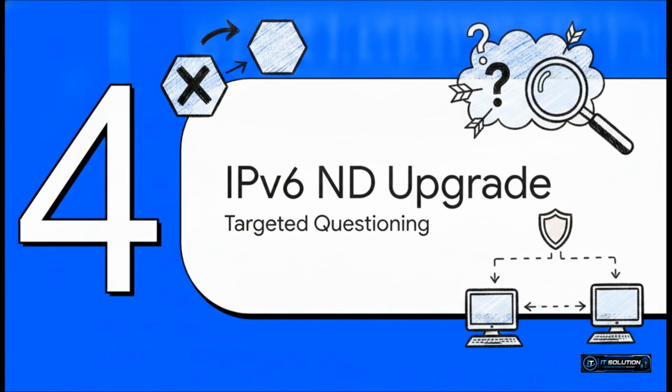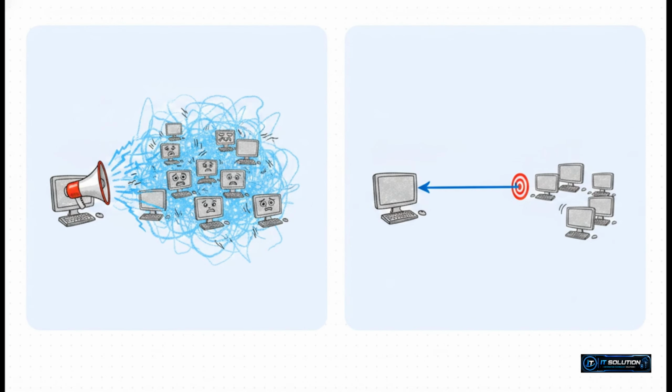Section 4. The IPv6 Neighbor Discovery Upgrade. Targeted questioning. Network engineers knew they couldn't keep relying on a system that was noisy and easily tricked. So with modern IPv6, ARP is entirely gone. We got a massive upgrade, Neighbor Discovery, or ND. And here is a real game changer. IPv4 ARP relies on broadcasts, shouting to the whole room and forcing every single device to process a message, even if it's irrelevant to them.